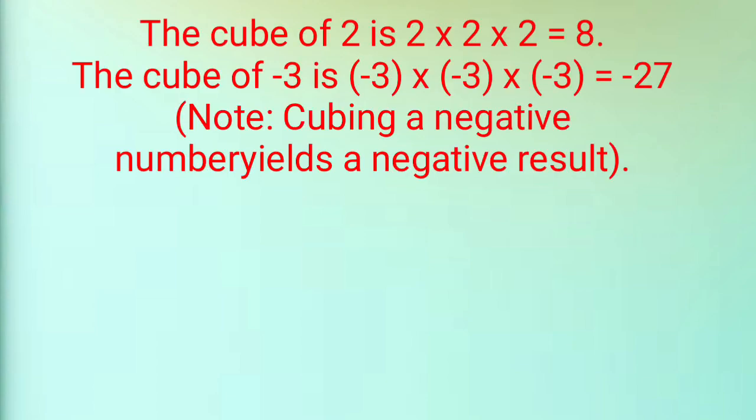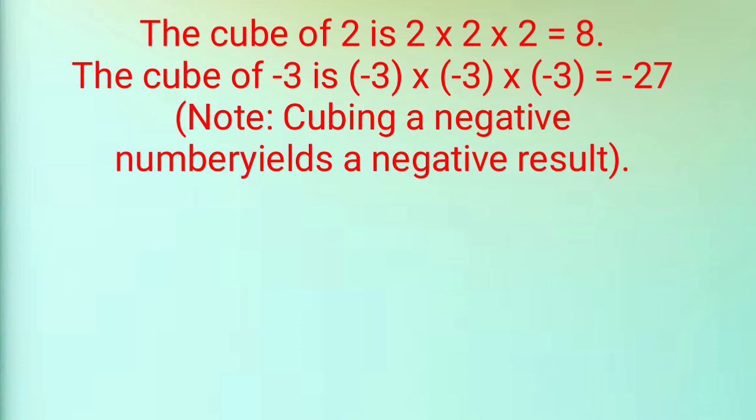Cubes. The cube of a number is the result of multiplying that number by itself twice. In other words, cubing a number is the process of raising it to the power of 3. For example, the cube of 2 is 2 x 2 x 2 equals 8. The cube of minus 3 is minus 3 x minus 3 x minus 3 equals minus 27. Note, cubing a negative number yields a negative result.